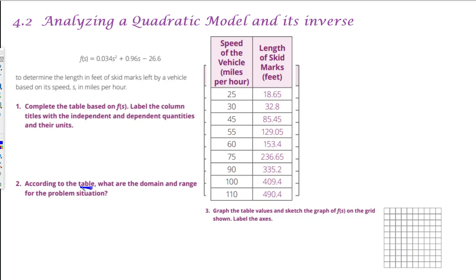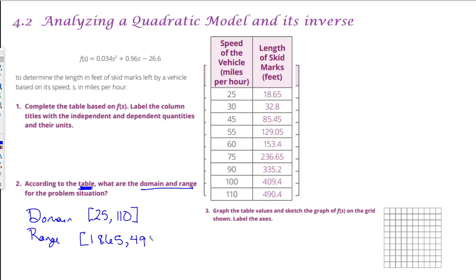According to the table, so again, we're not looking at an equation, we're looking at just the table. What are the domain and range? Well, the domain is just from 25 miles per hour to 110. This is the only piece of information we have, from that value to that value. And then our range is from the smallest, 18.65, all the way up to 490.